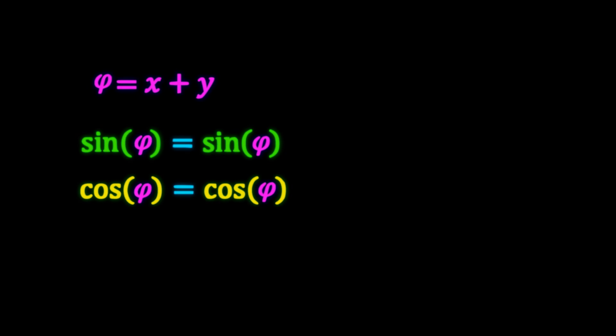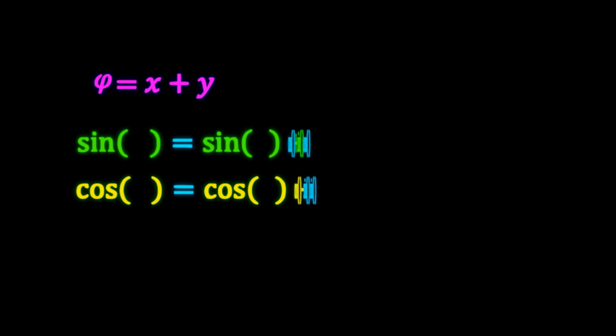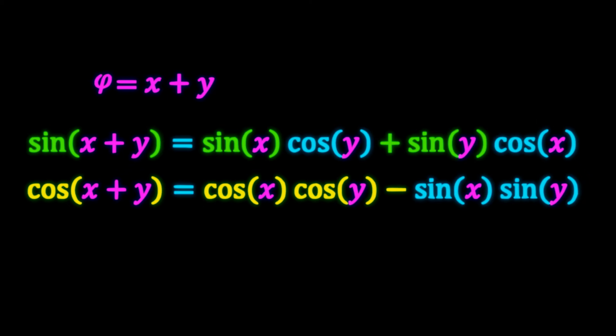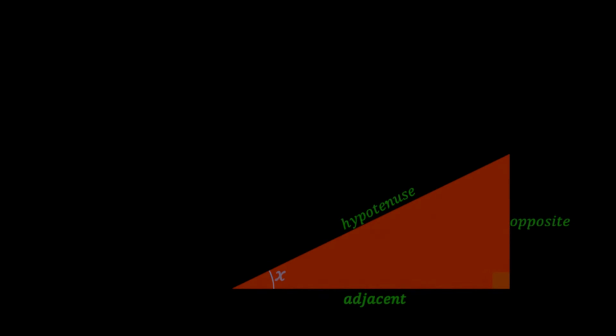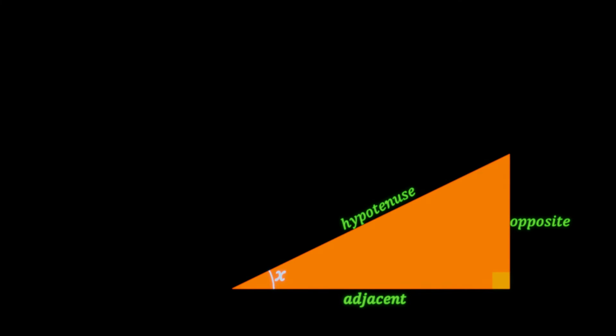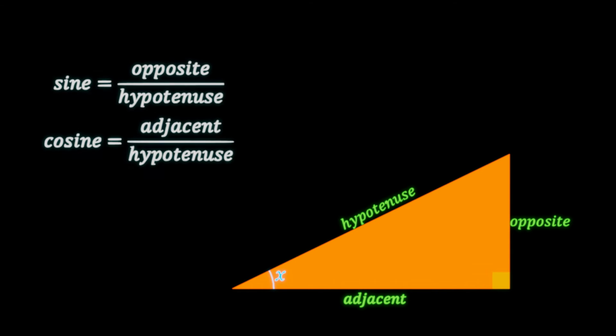In this short video we are to show that the sine and cosine functions of any angle, expressed as the sum of two angles, can be written in alternate forms, as expressed by these identities. We begin with a right triangle with an angle, x, and our definitions of the sine and cosine functions for an angle.